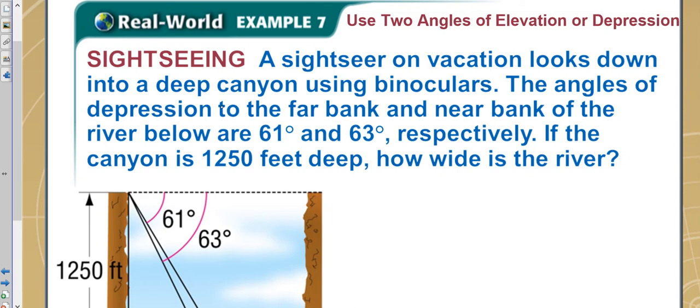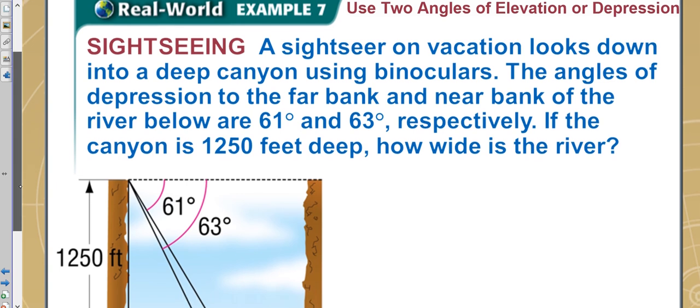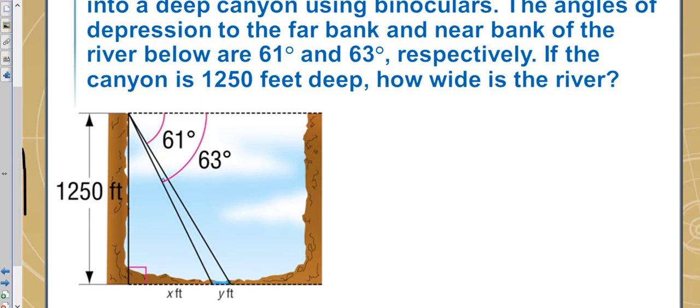Or depression. It says a sightseer on a vacation looks down into a deep canyon using binoculars. The angles of depression to look at the far bank and the near bank of the river are 61 and 63 degrees respectively. That just means in order. So looking all the way at the back end, we got 61. Looking at this end, we got 63. If the canyon is 1,250 feet deep, how wide is the river? So we're looking for this value.